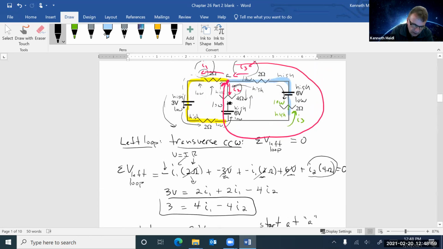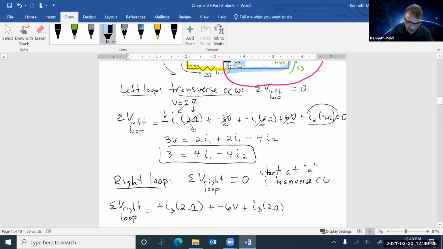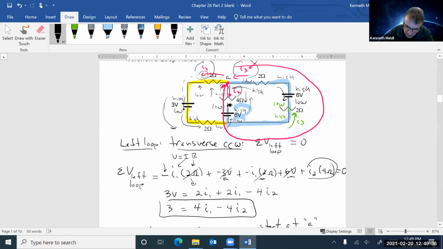And as I keep doing this loop here, going in this direction, there's no elements here. And now I'm going to go into this middle section. And as I keep traversing in this direction, I'm going from low energy to high energy, from the low energy side of the battery to the high energy side. So if I actually were a charge and I crossed that way, the battery would give me 6 volts. So I'd have plus 6 volts there. And then I think I've got one more element here.